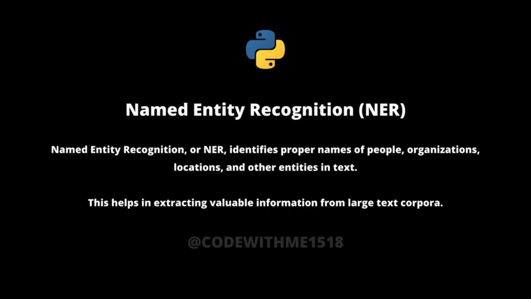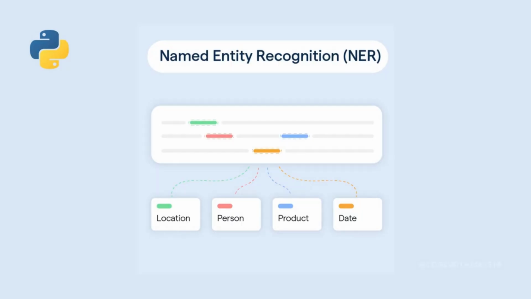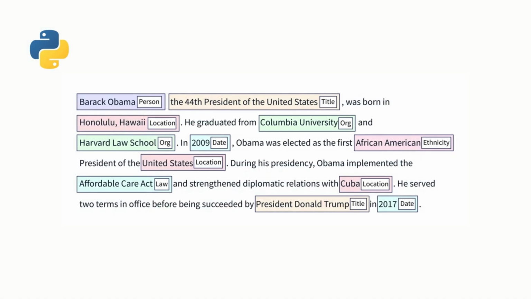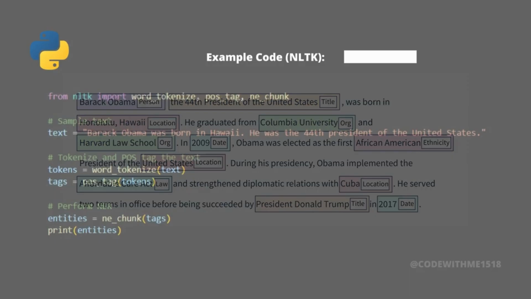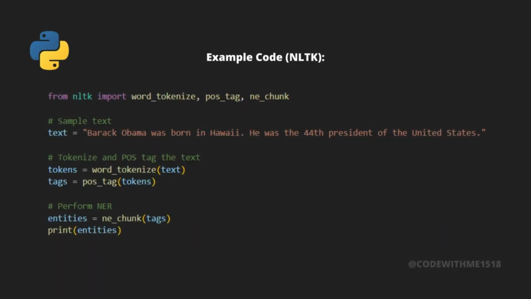Named Entity Recognition, or NER, identifies proper names of people, organizations, locations, and other entities in text. This helps in extracting valuable information from large text corpora. Let's see how NLTK and spaCy handle NER.